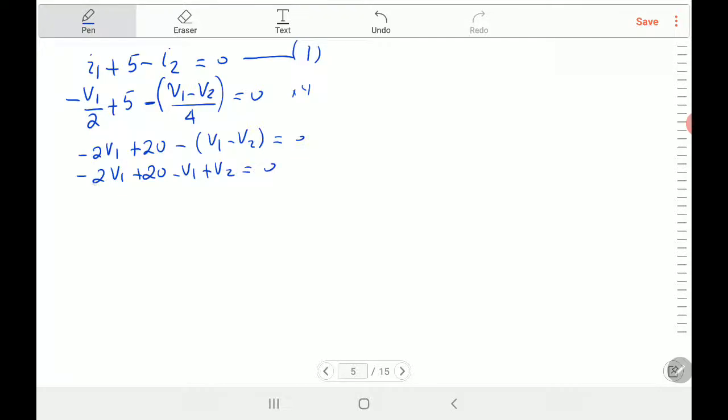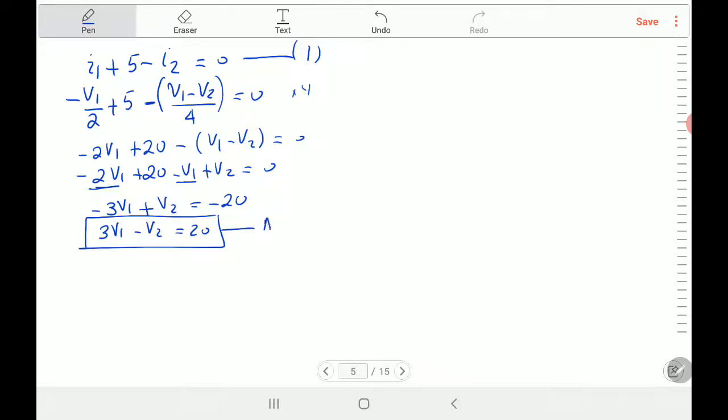Collect the terms together. Minus 2V1 and minus V1 is equal to minus 3V1. You have only V2 left, and the 20 on the other side will be minus 20. Multiply by a negative sign, so you have 3V1 minus V2 equal to 20. Let's call that equation A.